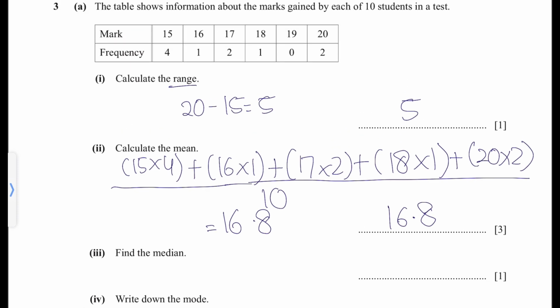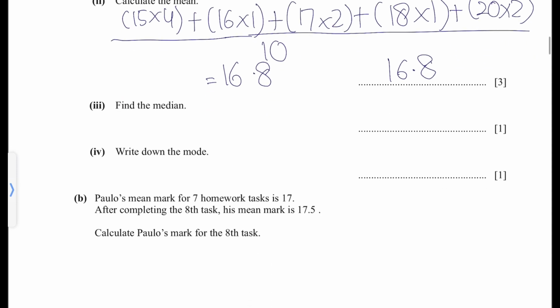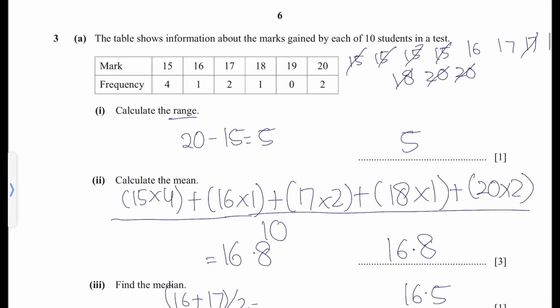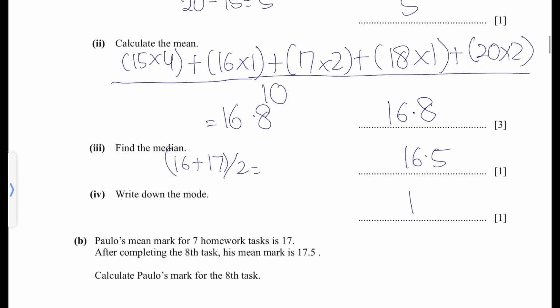All right, find the median. For the median, you can list out all the marks, that is 15, 15, 15, 15 as per the frequency, 16, 17, 17, 18, 20, 20. All right, so start cutting them. 1, 2, 3, 4. You got 16 and 17, so 16 plus 17 divided by 2 is 16.5. Write down the mode, the highest frequency. The highest frequency is basically 15 marks.